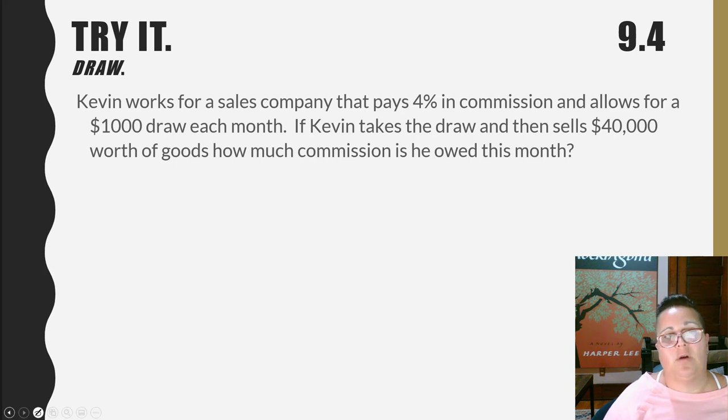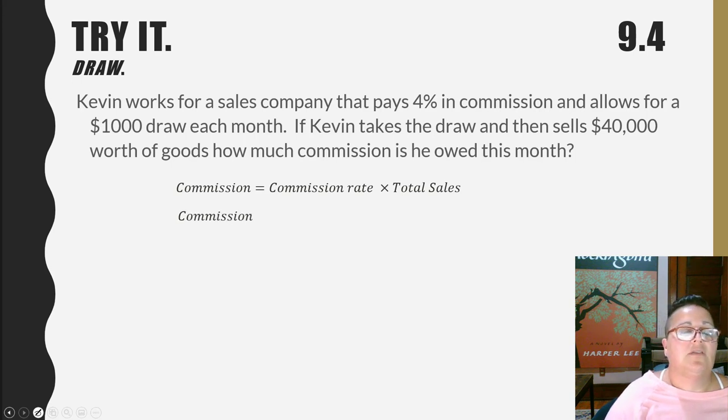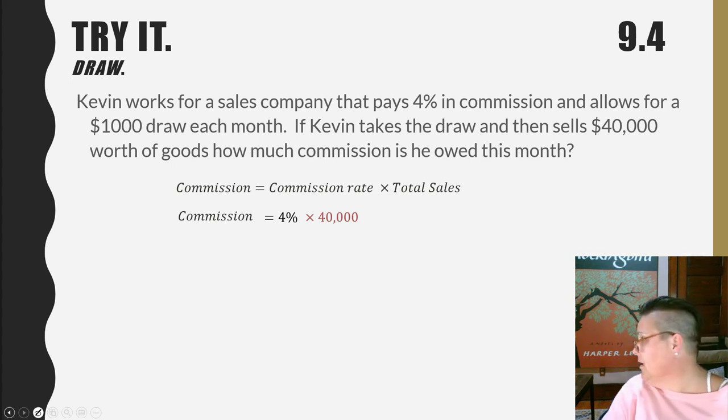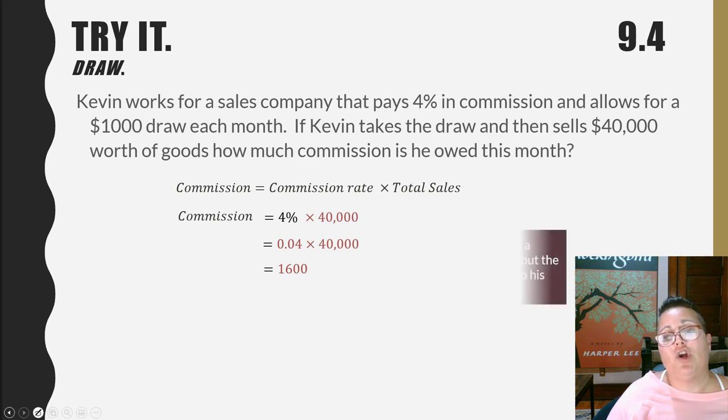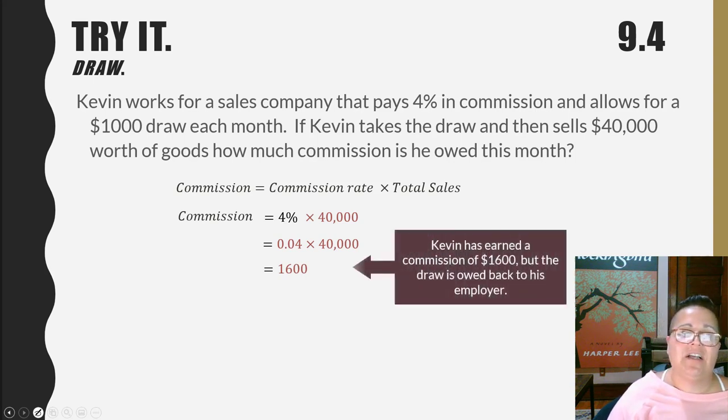So commission, if you recall, is the commission rate times your total sales. So our commission is going to be our commission rate of 4% times the total sales of $40,000. Sorry, puppy's moving. So if I do 4% as a decimal, that's 0.04 times $40,000 is $1,600. Kevin earned a commission of $1,600, but the draw still has to be paid back to his employer.